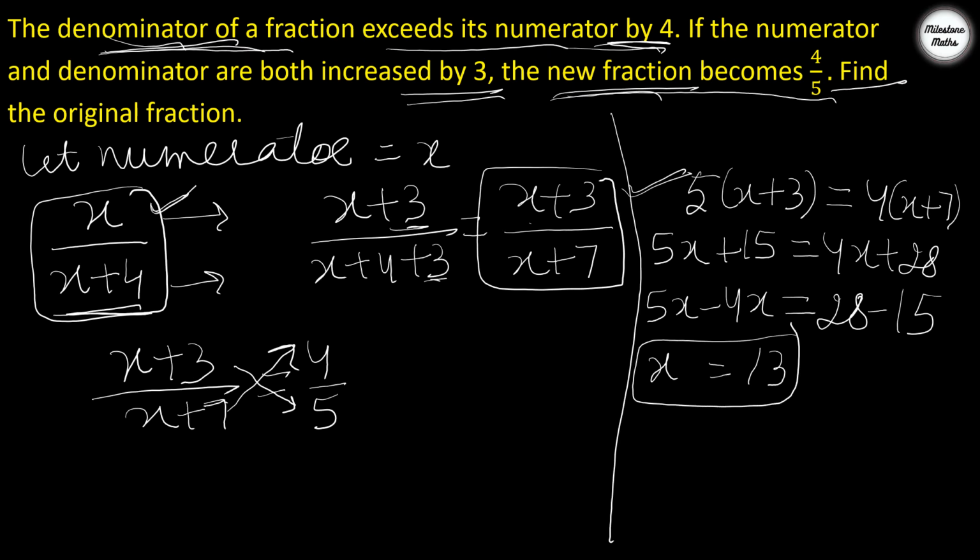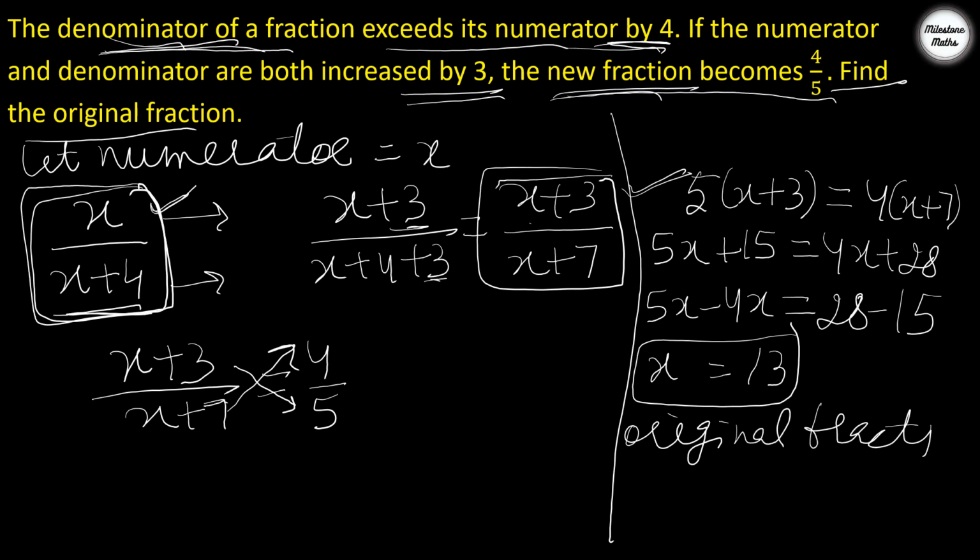Now they are asking find the original fraction. So this was the original fraction, right? x by x plus 4 was the original fraction. So what is the original fraction? So the original fraction will be, just put the value of x, that is x by x plus 4. So 13 plus 4 is 17. So we have got the original fraction as this.